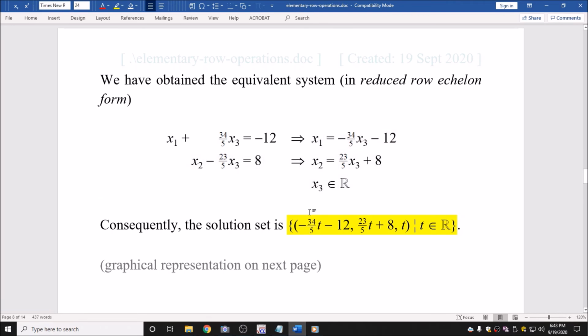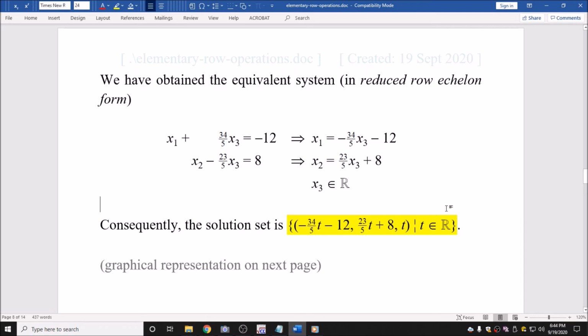Now, our solution set consists of all triples where our x1 value is negative 34 over 5 t minus 12, our x2 is 23 over 5 t plus 8, and our x3 is t, where t is any real number.